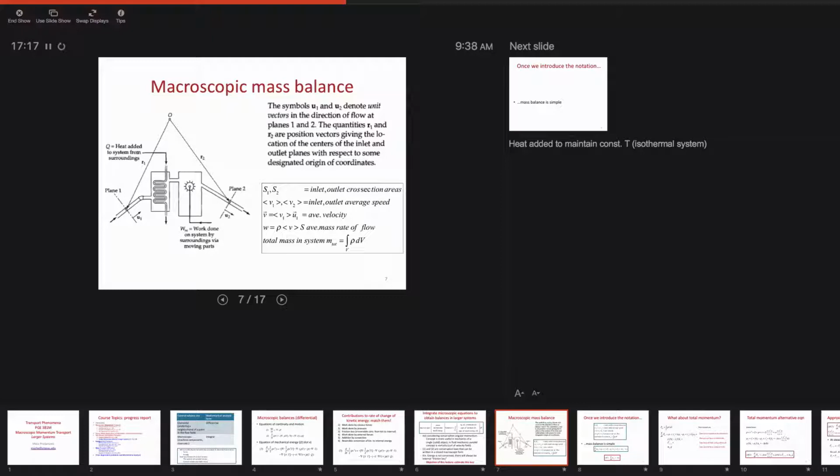Okay? So quantities that I have are inlet and outlet cross-sectional areas. I have average speed, which is just a scalar, at inlet and outlet. So my average velocity at inlet, for instance, is this average speed times that vector u1. Okay. And I have the same term for v2 u2. And then I'm also going to term w as average mass rate of flow, so mass flux. And the total mass I have in the system at any time is the integral over the volume of rho. So that's m total. Okay.